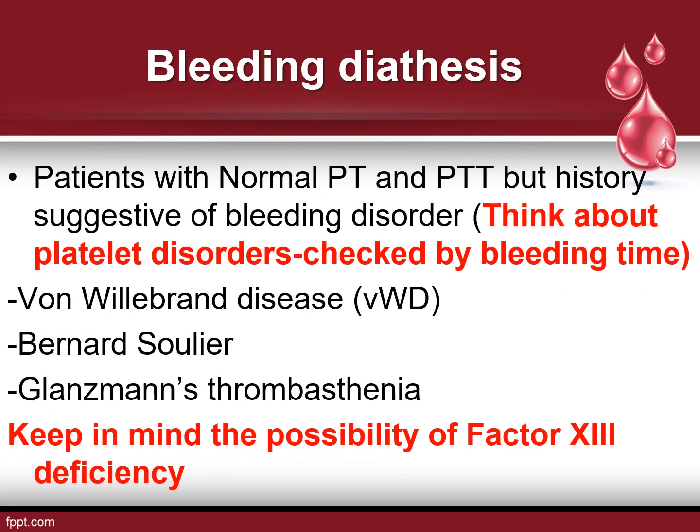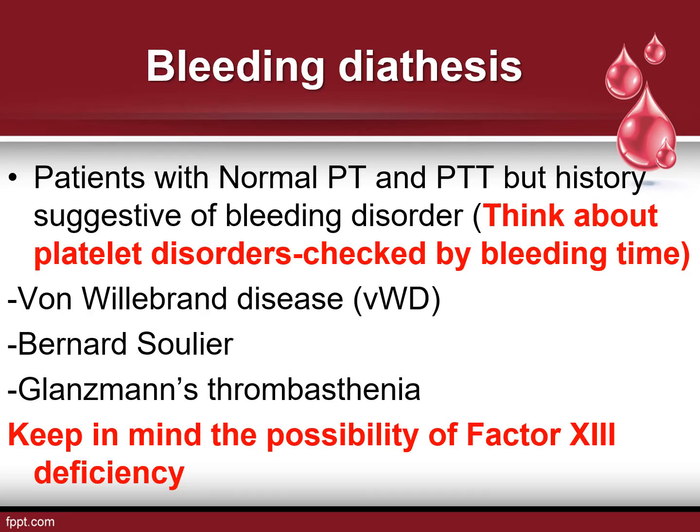Patients with normal PT and PTT but a history suggestive of bleeding disorder, we have to think about platelet disorders. Check it by bleeding time, as in von Willebrand disease, Bernard-Soulier, Glanzmann thrombasthenia, and we also have to keep in mind the possibility of factor 13 deficiency. Bernard-Soulier and Glanzmann thrombasthenia are inherited platelet disorders. Von Willebrand disease has qualitative and quantitative deficiency of von Willebrand factor.